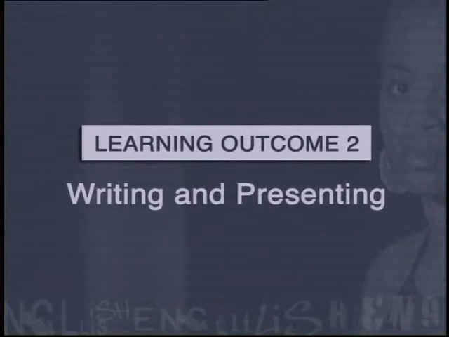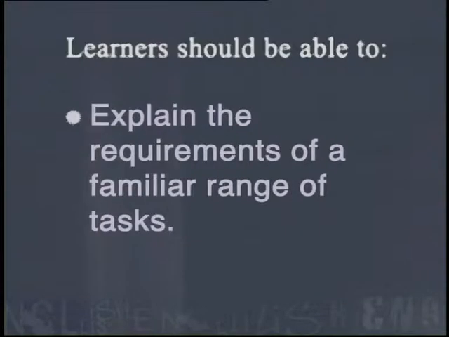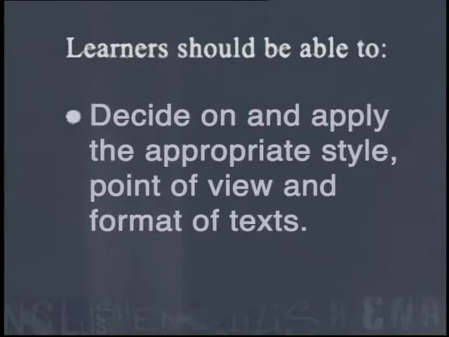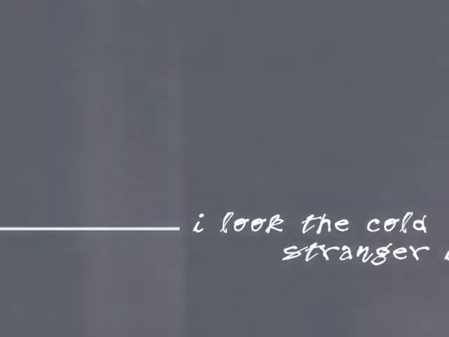The following lesson is linked to Learning Outcome 3, Writing and Presenting. It addresses the assessment standard that requires learners to demonstrate planning skills for writing for a specific purpose, audience, and contexts. It also requires learners to explain the requirements of a familiar range of tasks. Learners should be able to decide on and apply the appropriate style, point of view, and format of texts. They should also be able to research topics from familiar sources and record their findings.